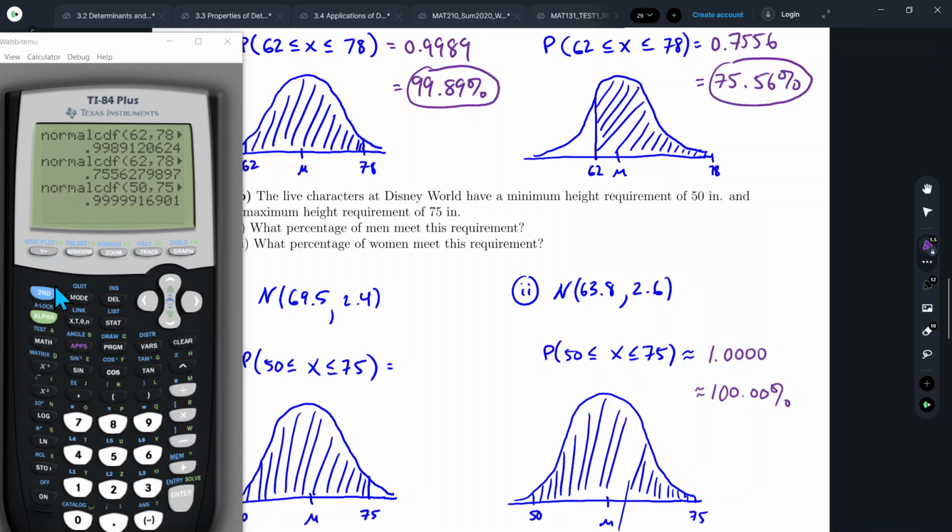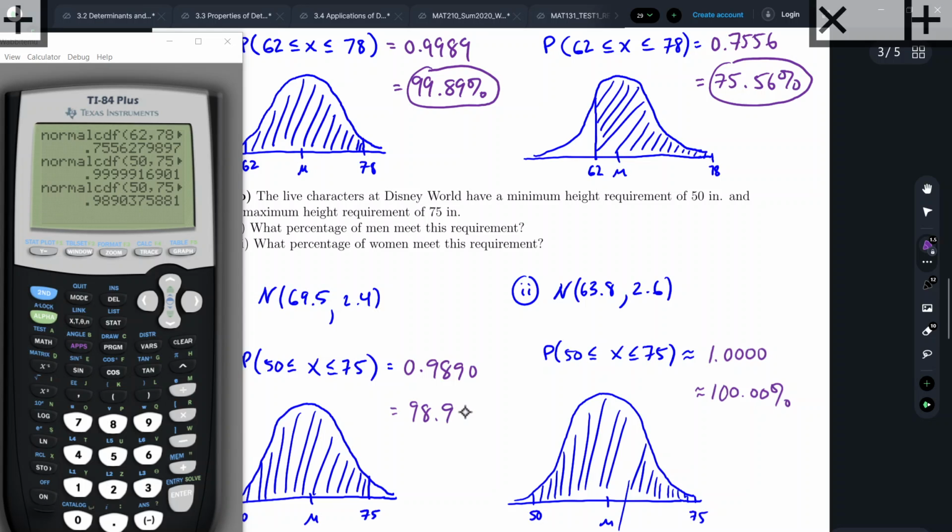Okay, so now let's do the calculation for the men. The lower and the upper here are still the same, but the mean is now 69.5, and the standard deviation is 2.4. So we get 0.9890, or in percentages, this is 98.9%.